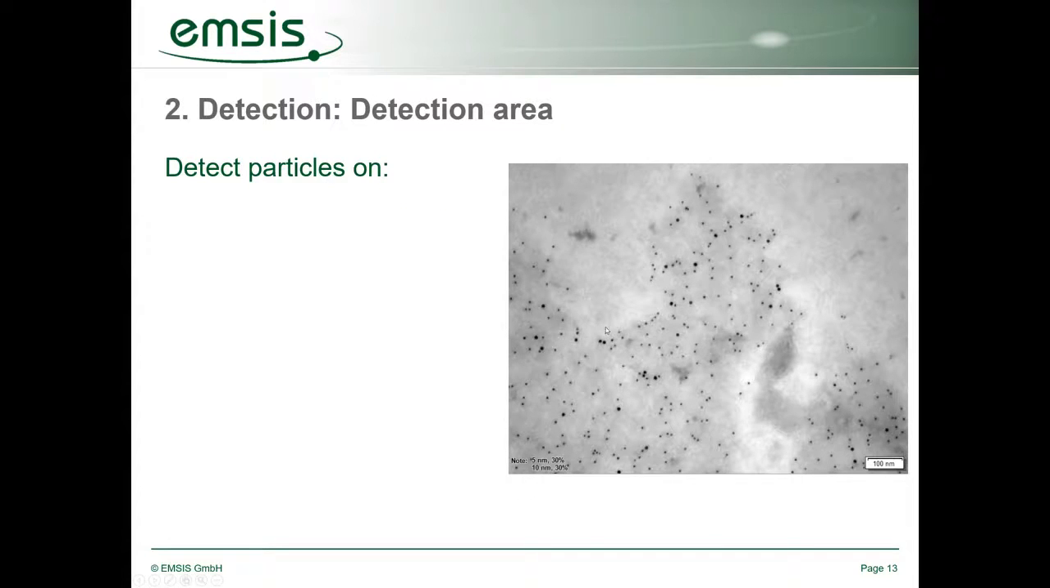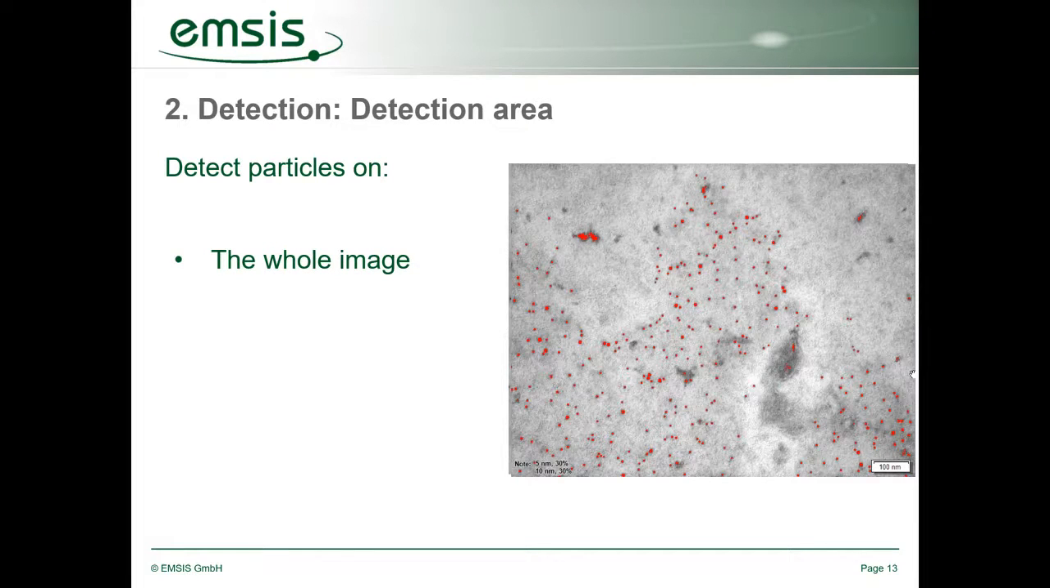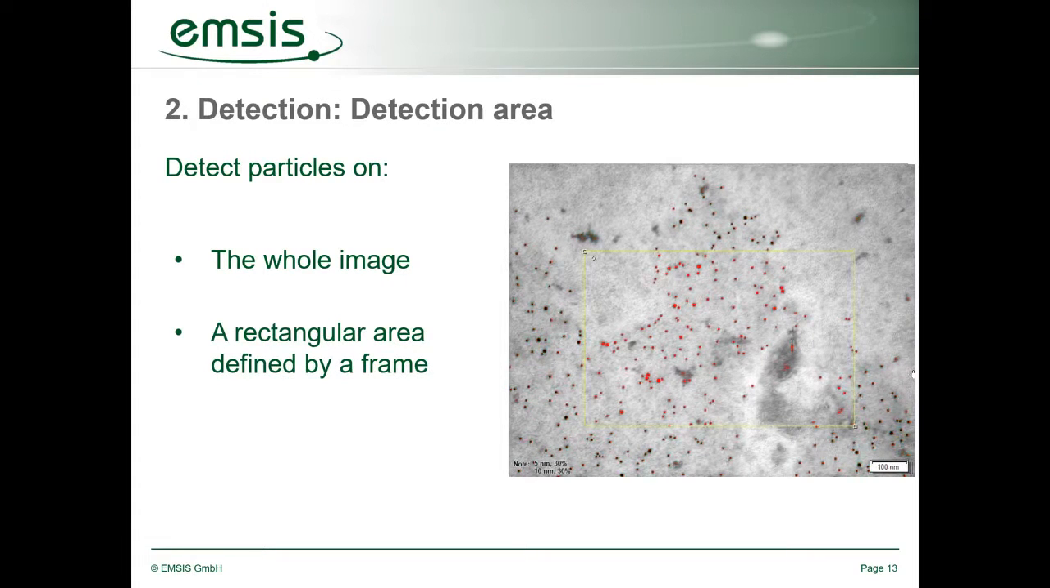Right. The detection area might be very important as well. Quite often you can use your whole image for the detection process, but sometimes you have unwanted areas which should not be taken into consideration. Very often, I have to admit, you have a grid bar in there, and then it's quite nice to restrict your detection process to a certain part of it. Instead of using the whole image, you can define a rectangular area, a frame in your image, and automatically the detection process will be restricted to this area.